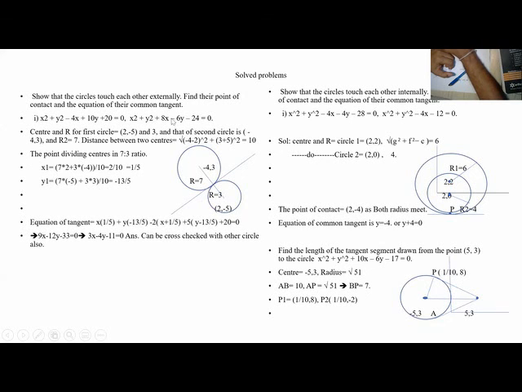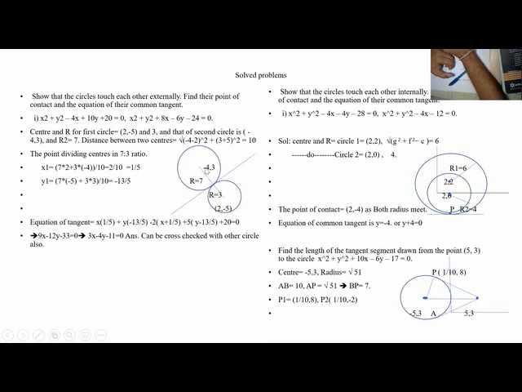Again for the second circle, what is the center? (-4, 3), and the radius is 7. So what is the distance between these two center points? The distance between the center points is 10, and the radii also add up, 3 plus 7, 10. So this is 7, this is 3, distance is 10, that means they are touching here. So this point divides the centers in a 7:3 ratio.